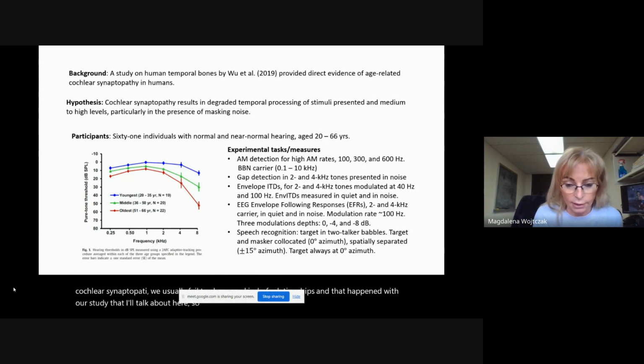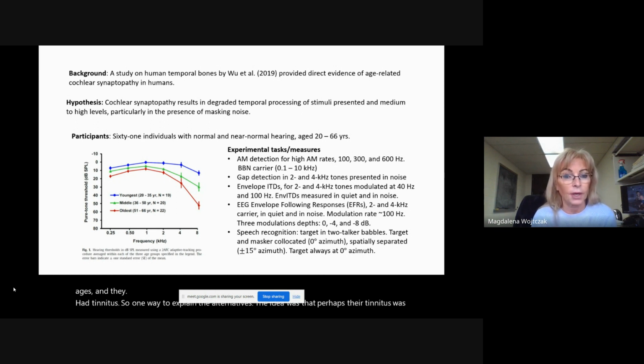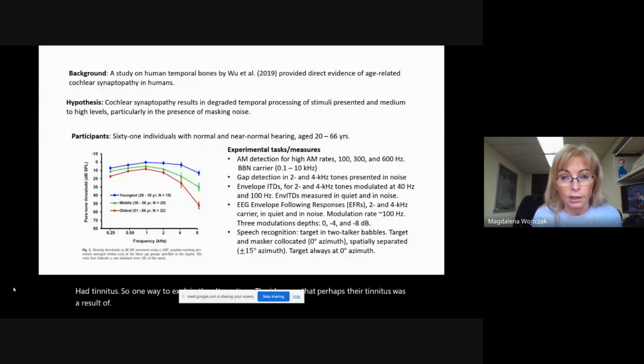So we took a two-pronged approach, meaning we tested two groups of subjects that we thought would be at risk of synaptopathy. And one was the group with tinnitus. Those were people who had normal or very close to normal hearing thresholds, of all ages, and they had tinnitus. So one way to explain their tinnitus, the idea was that perhaps their tinnitus was a result of deprivation of the peripheral input due to cochlear synaptopathy.